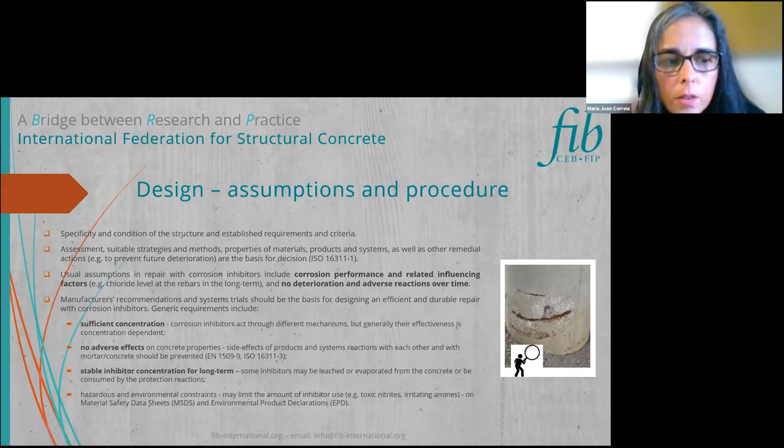The decision on design relies on the specificity and condition of the structure, on the established requirements and criteria, as well as on assessment results, methods, and properties of materials, products, and systems. Usual assumptions include corrosion performance and related influencing factors, and no deterioration and adverse reactions over time. Manufacturers' recommendations and system trials should also be considered for the design. And general requirements normally include sufficient concentration of corrosion inhibitors, no adverse effects on concrete properties, and stable inhibitor concentration for the long term.